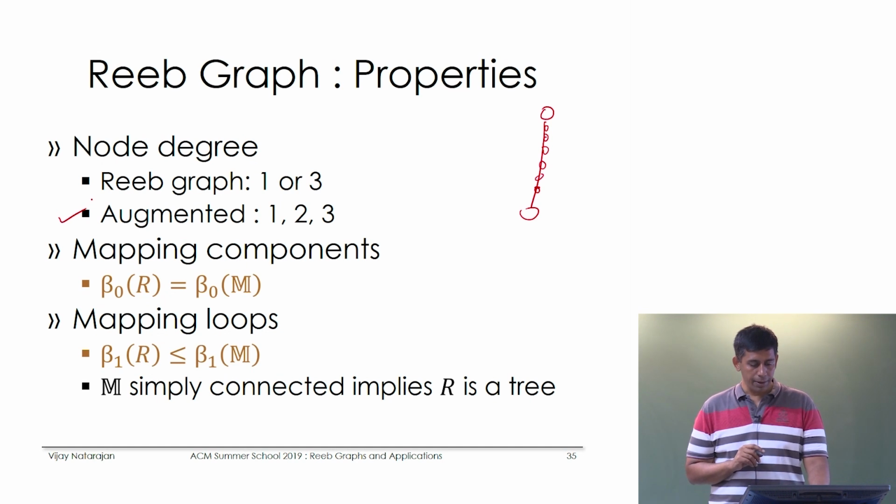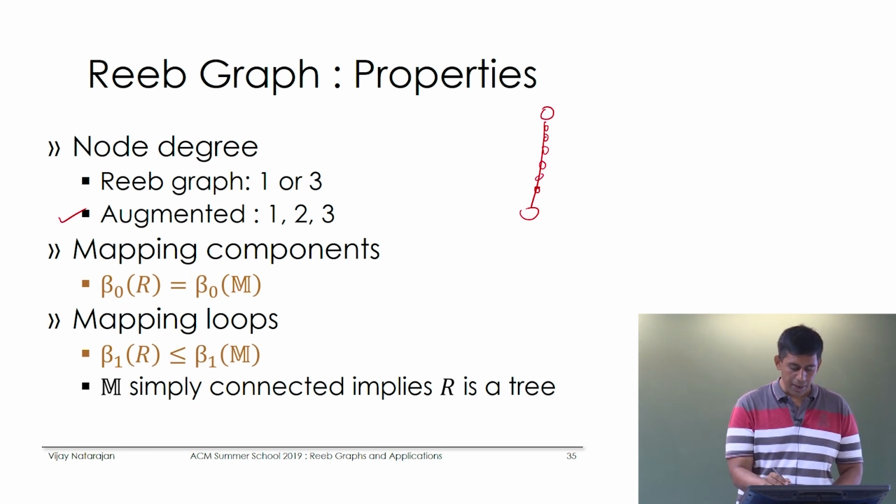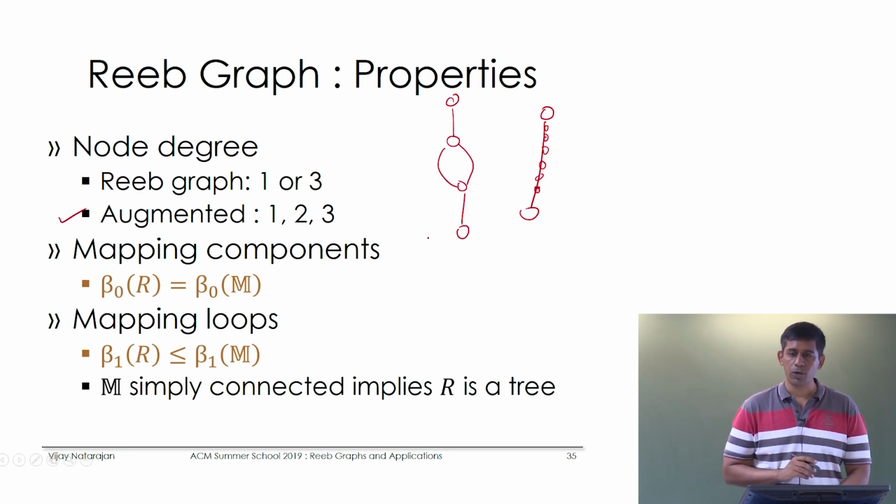Now, let us talk about the connection. In this case, I did not have any, but let us look at the Reeb graph that we saw for the torus, right. This is 3.